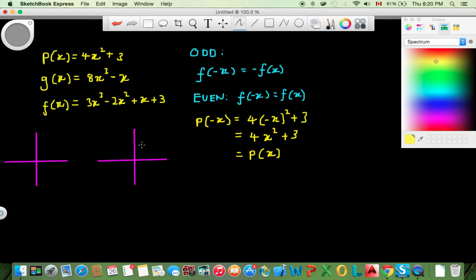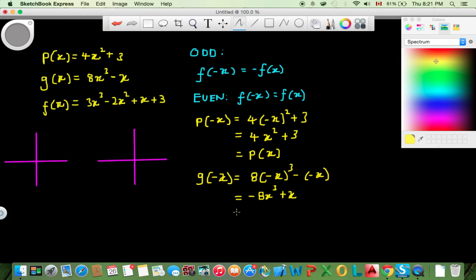And let's do an example for an odd function. In this case, I'll tell you that g of x is an odd function, and if I solve it right here, so negative x cubed minus negative x, and if I simplify this further, I'm going to get negative 8x cubed plus x. Now at this point, you know that this is not an even function, because after we substituted in a negative x into the function, we did not get the function back. Because remember, our original function is positive 8x cubed minus x, and this is negative 8x cubed plus x.